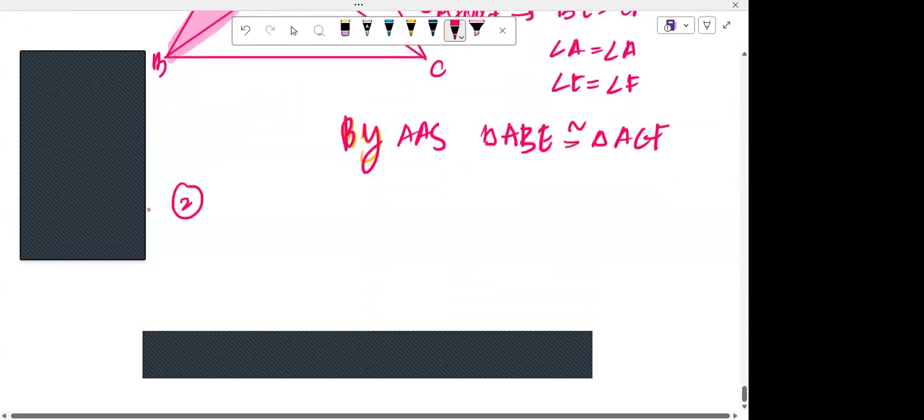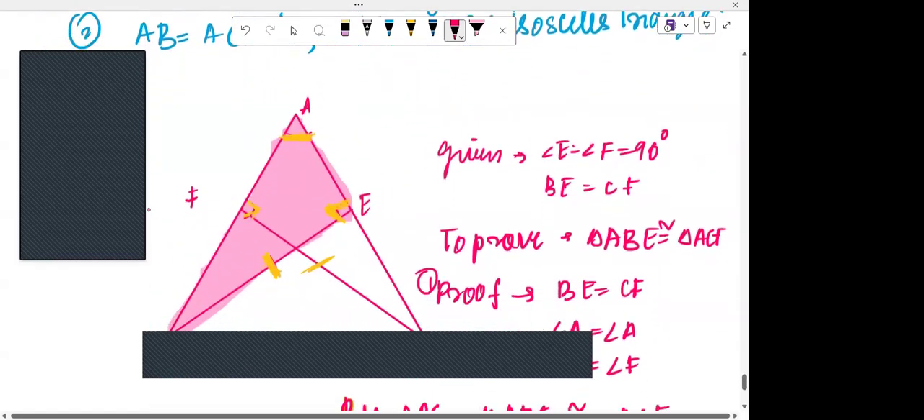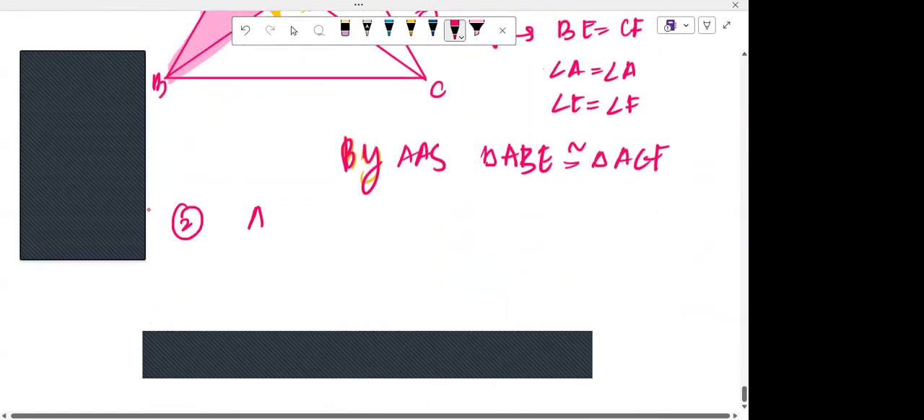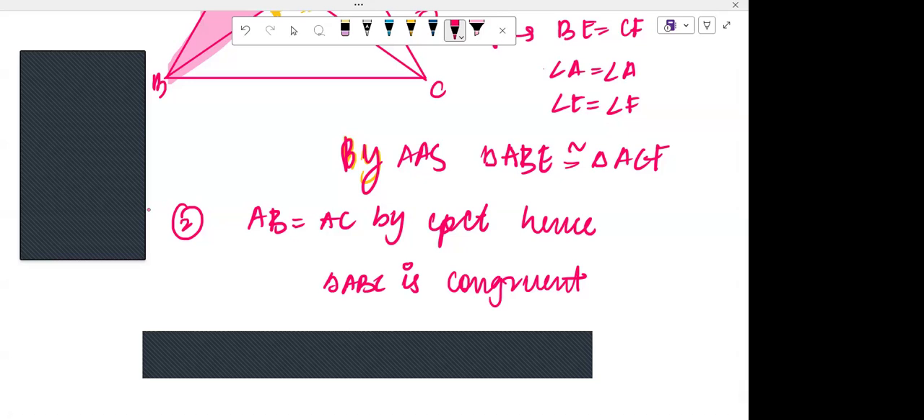What is the second point of the question? AB is equal to AC by CPCT. Okay, so AB is equal to AC by CPCT, and hence triangle ABC is isosceles. I hope that you understood this. Yes, ma'am. Okay, we have one last question.